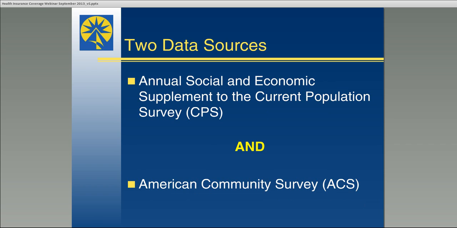All right, I'm going to talk about the two major data sources that come from the Census Bureau in terms of health insurance coverage. The first one is called the Annual Social and Economic Supplement to the Current Population Survey, or CPS, and that's how I'll refer to that survey throughout the presentation. The other one is a newer survey called the American Community Survey, and both of these are Census Bureau surveys.